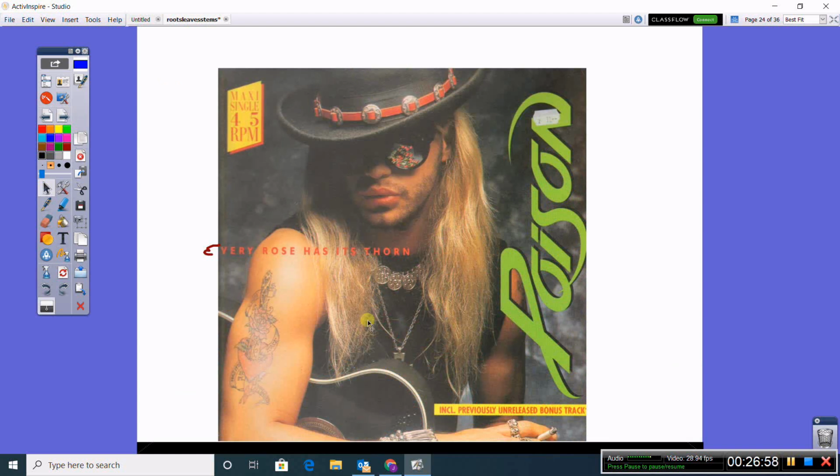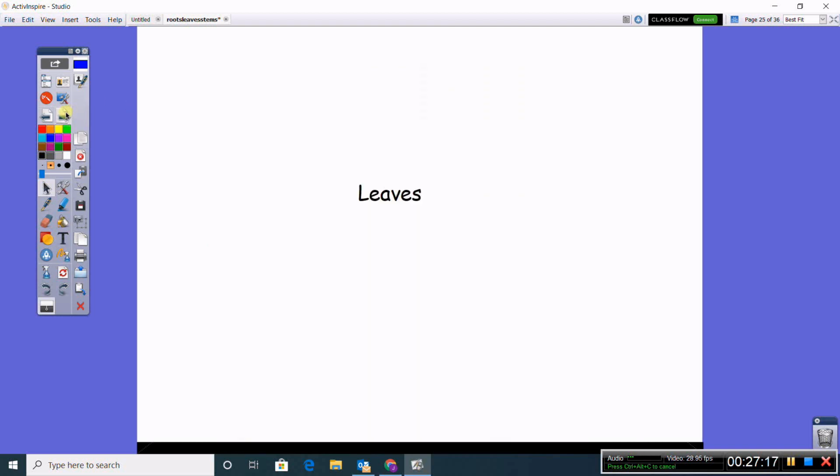So this was from my generation. This is Poison. Their most famous song was Every Rose Has Its Thorn, but we now know that roses don't have thorns. They have prickles instead, although Every Rose Has Its Prickle really doesn't have the same ring to it. But that's from my era. Ask your parents about Poison.